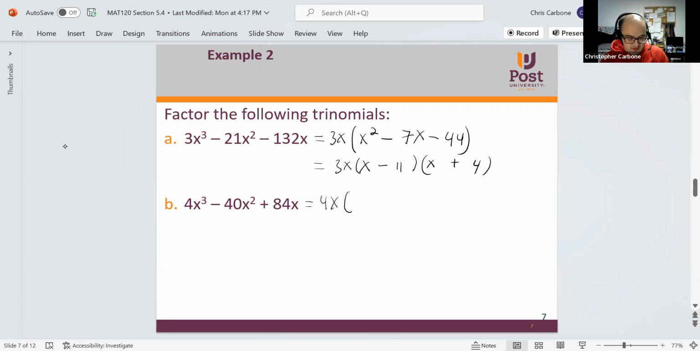For 4x cubed minus 40x squared plus 84x, we could factor out a 4x. And we would be left with an x squared minus 10x plus 21. And that factors to be 4x times, the only factors of 21, other than 1 and 21, are 7 and 3. And if they were both negative, we get the negative 10 and the positive 21. So 4x times x minus 7 times x minus 3.